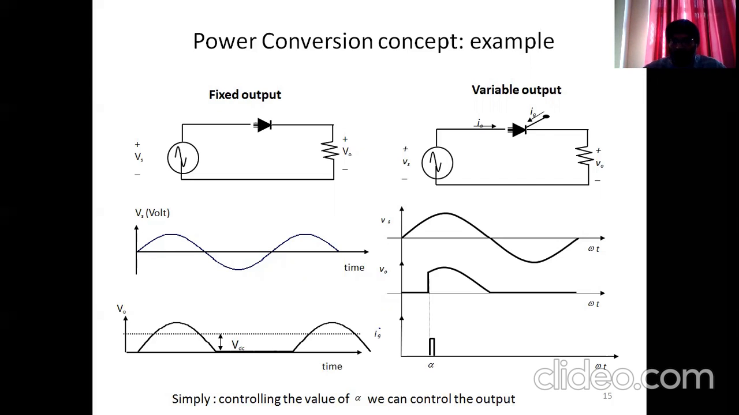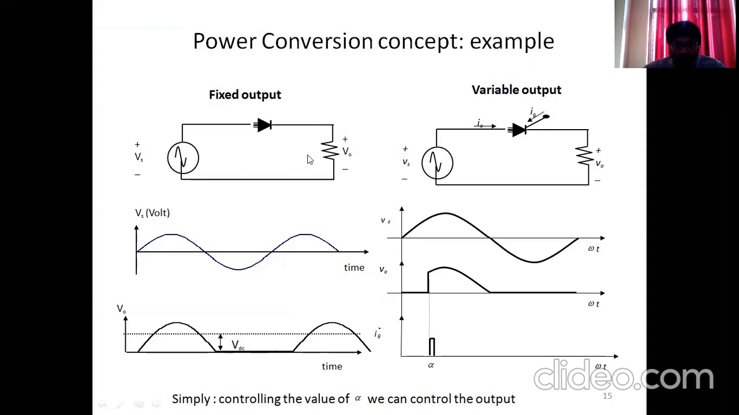So input is there, but output is dependent upon our design. So that's why it is called desired output. How to change that? Let's say in this example we have a fixed output, and in this example we have a variable output. So we can vary the output to achieve our desired output. Here we cannot, only a fixed value.